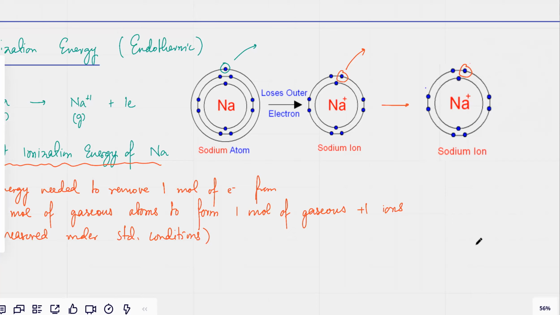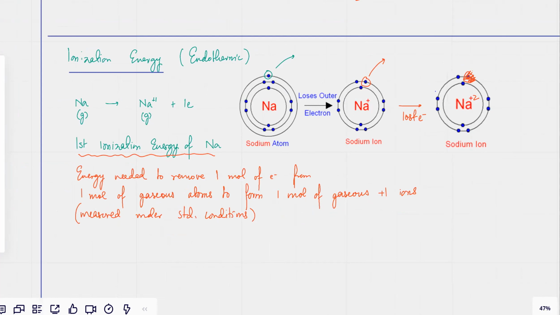Okay, so it loses another electron. This electron over here is gone. It's now going to have a charge of +2. Why? Because now it has lost 2 electrons. And so on, it could lose 3 electrons. You can try and remove a total of 11 electrons. So another electron is lost. Okay, so sodium would turn into a +2 ion because another electron is lost.